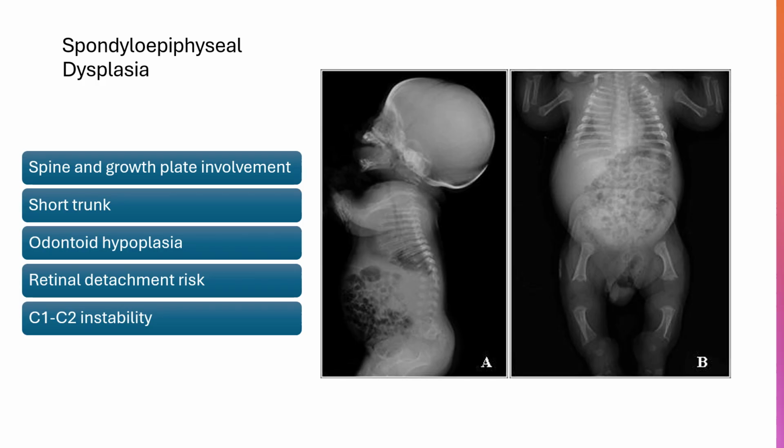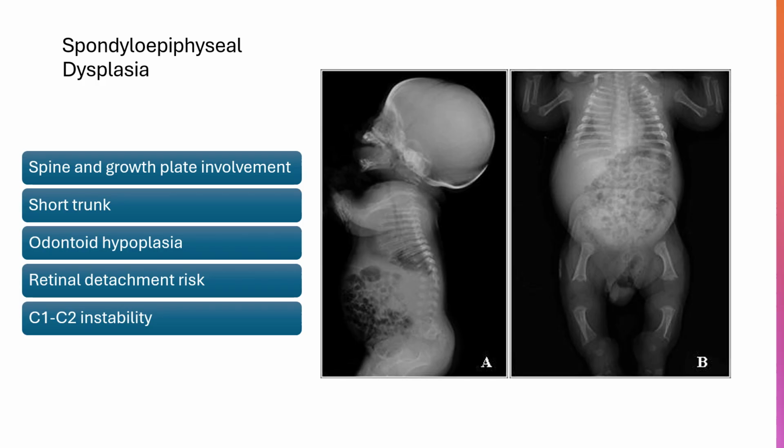While the arms and legs may grow relatively normally, the trunk remains shorter than expected, creating individuals who appear to have long limbs relative to their torso length. This disproportion becomes more apparent as the child grows and provides an important diagnostic clue.